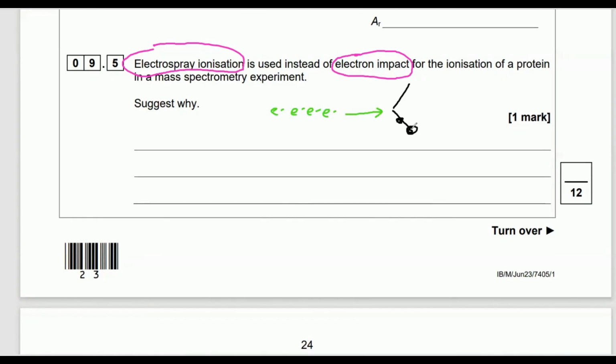So I'm doing a real crusty, gangster level GCSE art drawing here. This is my protein, and it's being snapped by the beam of electrons into fragments. Now, if you're trying to analyze the protein and work out its mass number, you might not want it to be fragmented. You might want to keep your protein whole and not broken into pieces. Sorry, electrospray ionization would be the best method because it avoids fragmentation of the protein, avoids it being snapped or broken into small pieces, whereas electron impact will do that.